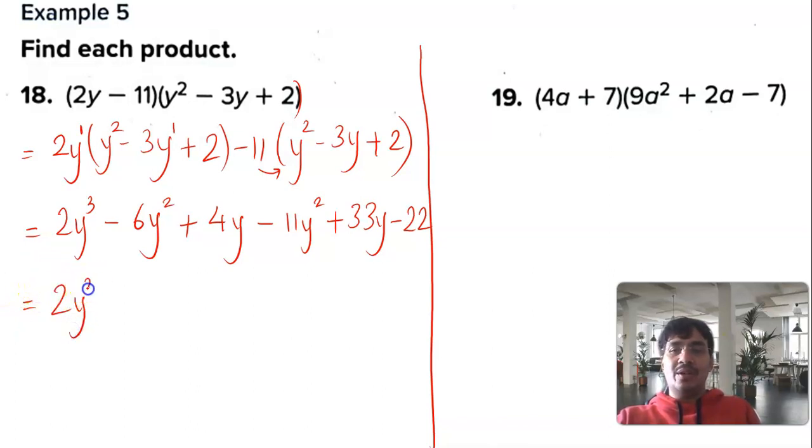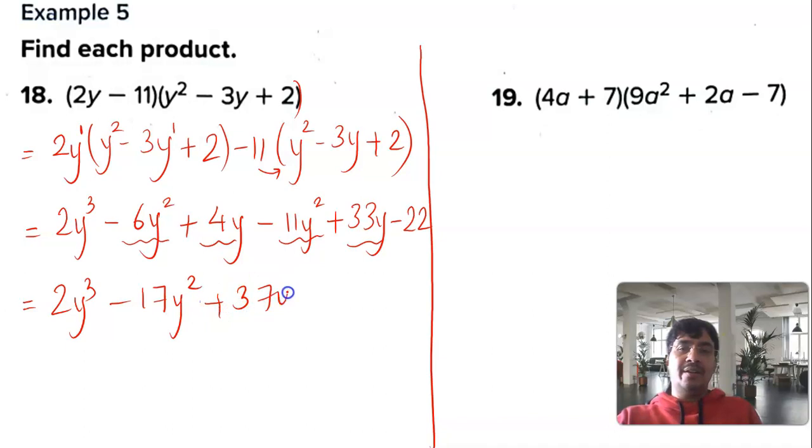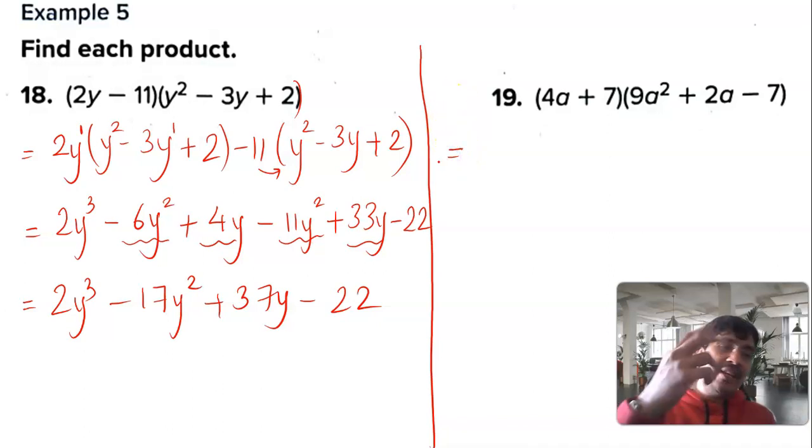So eventually, let's see which are the like terms. This is only one term. This is like the term with this one, minus 17y squared. This is like this one, plus 37y minus 22. So this is how you expand the brackets and simplify using the like terms. All right, so this is how we get the answer. Let's see the next one.